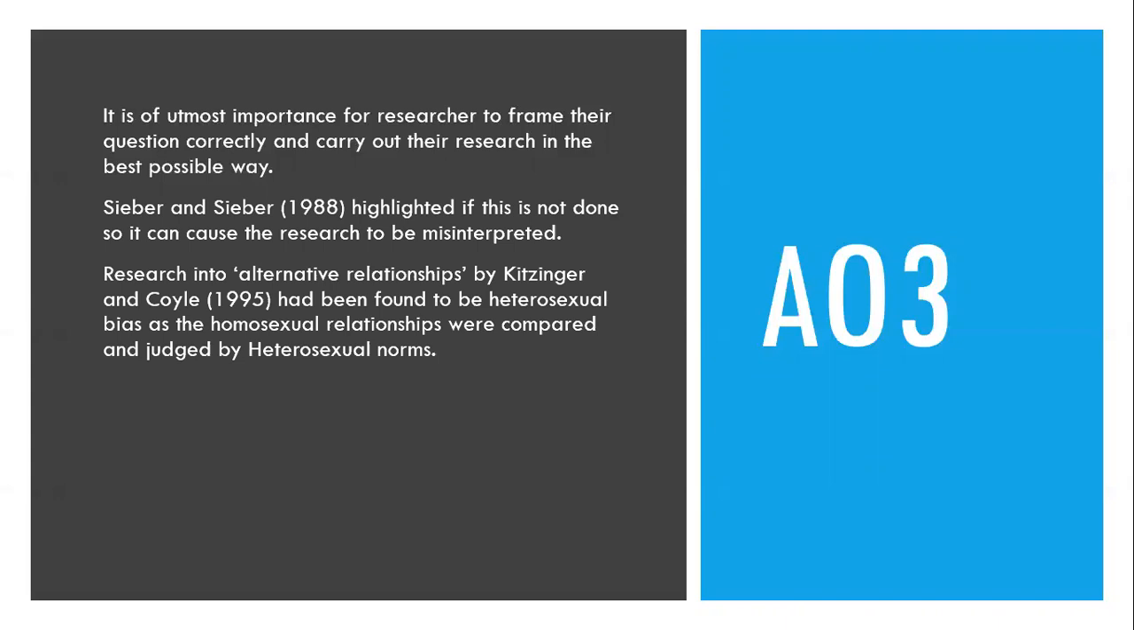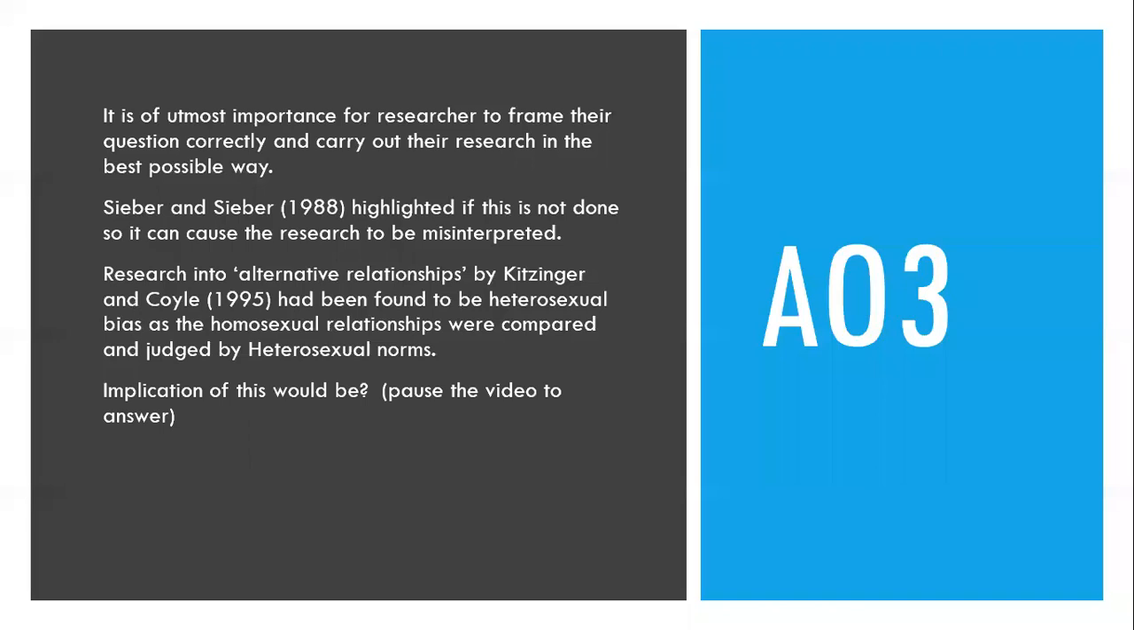Research into alternative relationships by Kitzinger and Coyle in 95 found a heterosexual bias, as homosexual relationships were compared and judged by heterosexual norms. So when they were doing research into alternative relationships, they found that within the research, and probably even in the question, the interpretation of the research was carried out with heterosexual bias. They were using heterosexual concepts, norms, and values to do the interpretation. And actually, that became the problem.